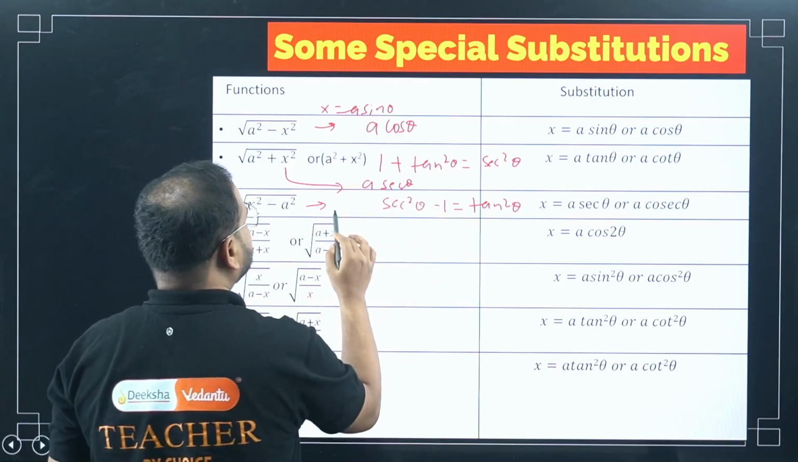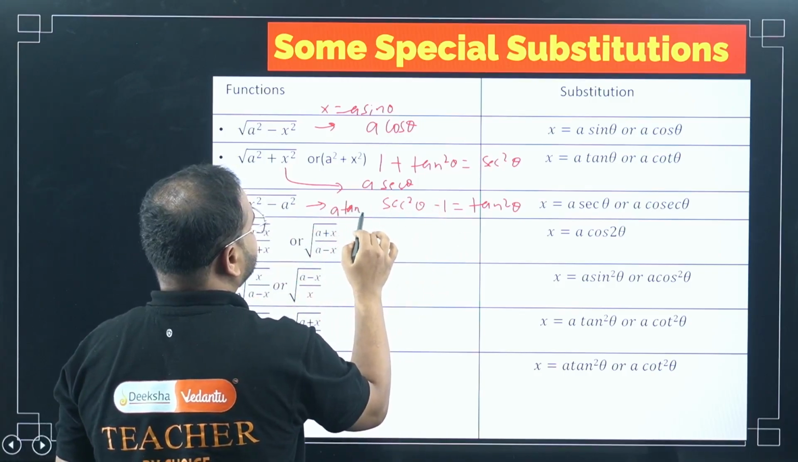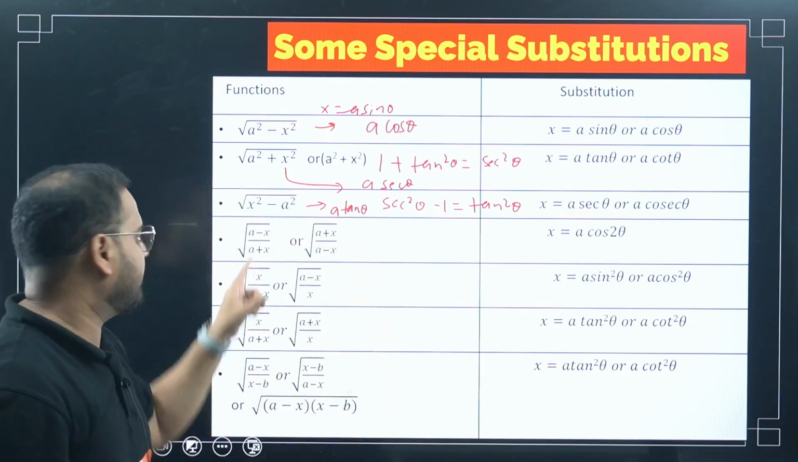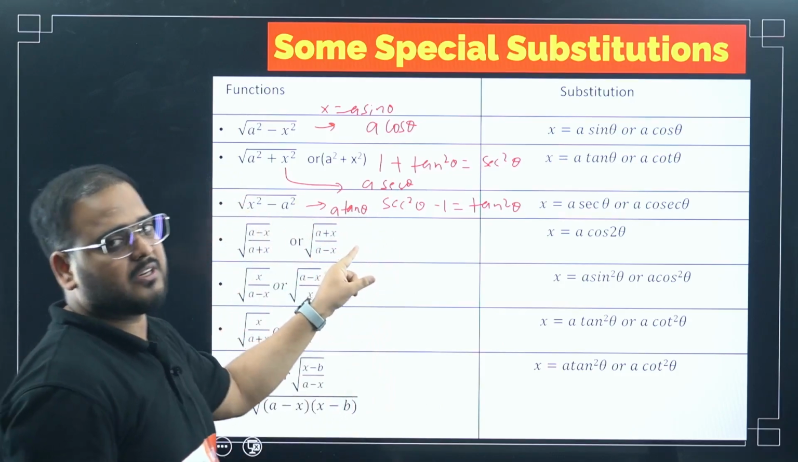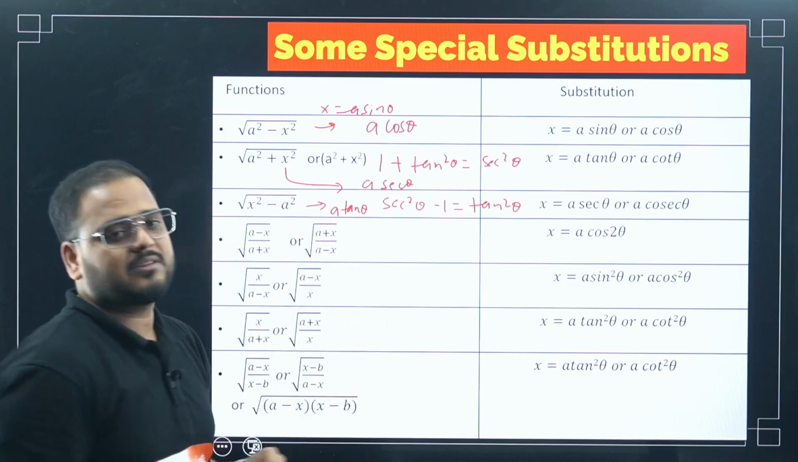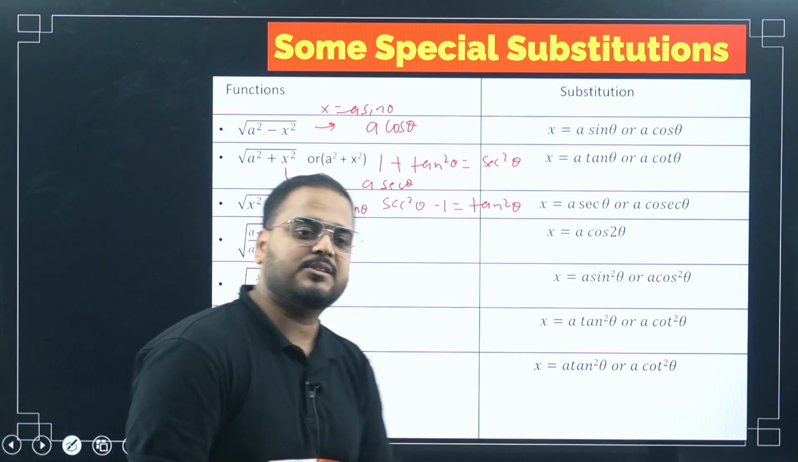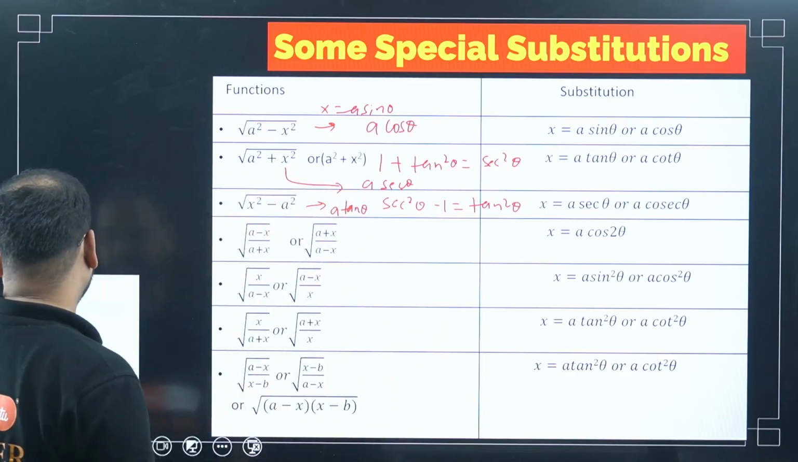Again, you can take it out. This will come out as a tan theta. In the root you will have a square tan square theta. What is going to come out? A tan theta. It will come out as a tan theta, sir. Okay. Let's see.